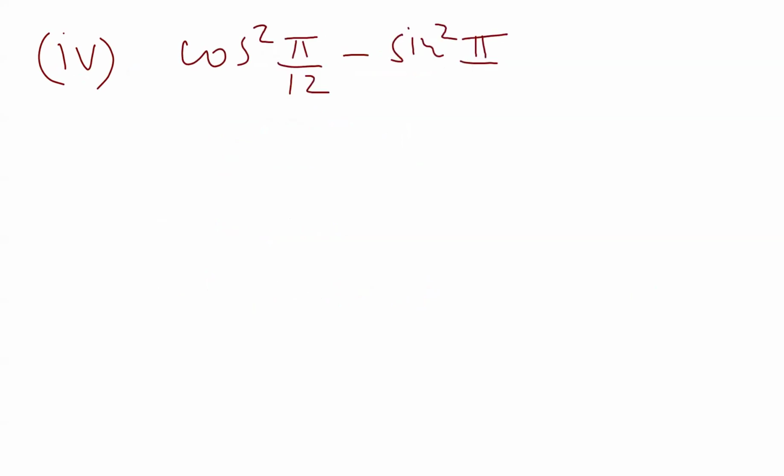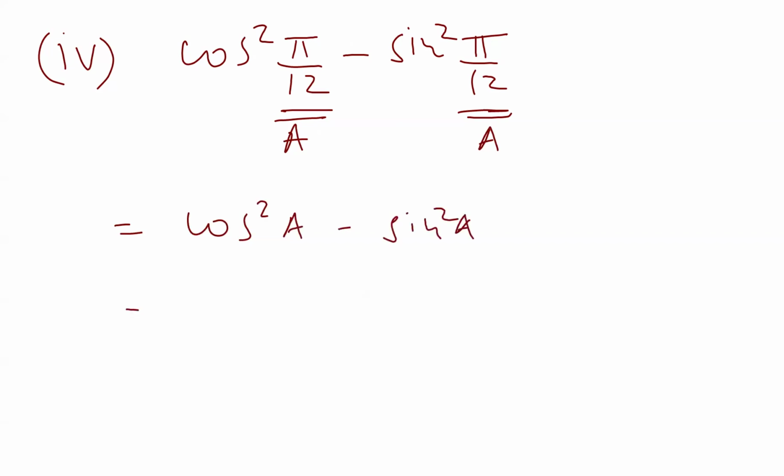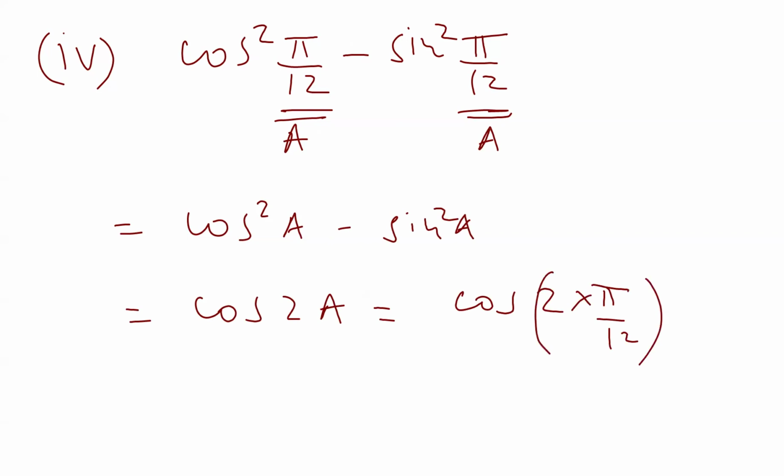Sub question 4. Cos square pi by 12 minus sine square pi by 12. So let this be A. Now the angle is expressed in radians. So this is cos square A minus sine square A. Cos square A minus sine square A is cos 2A as per the half angle. So cos 2 into pi by 12, which is equal to cos pi by 6, and pi by 6 is 30 degrees converted into degrees, and cos 30 is root 3 by 2. That is your answer.